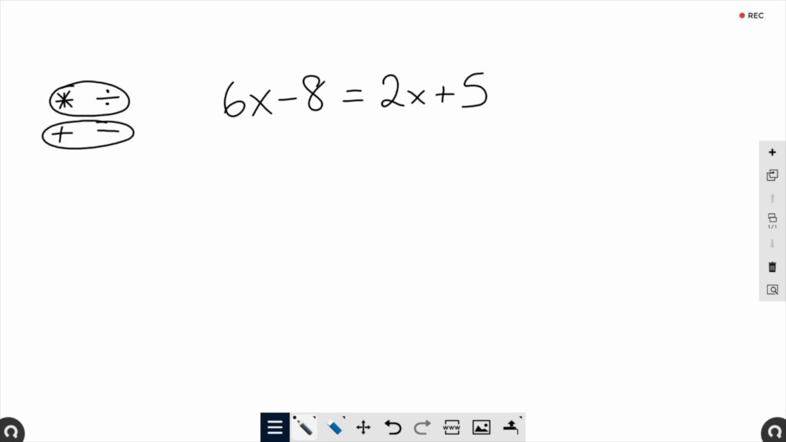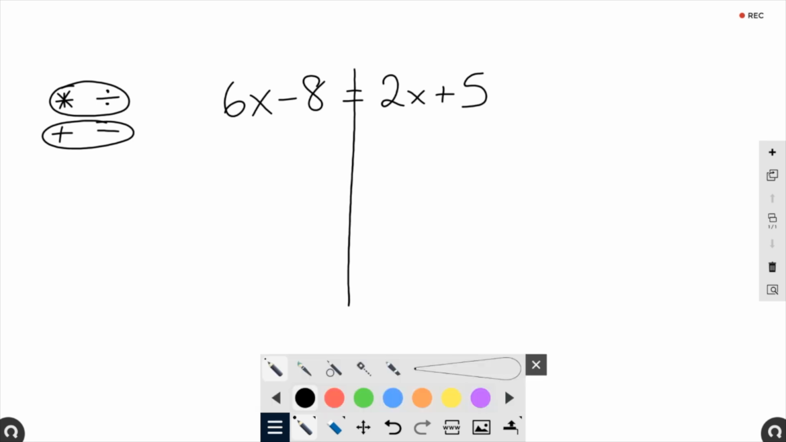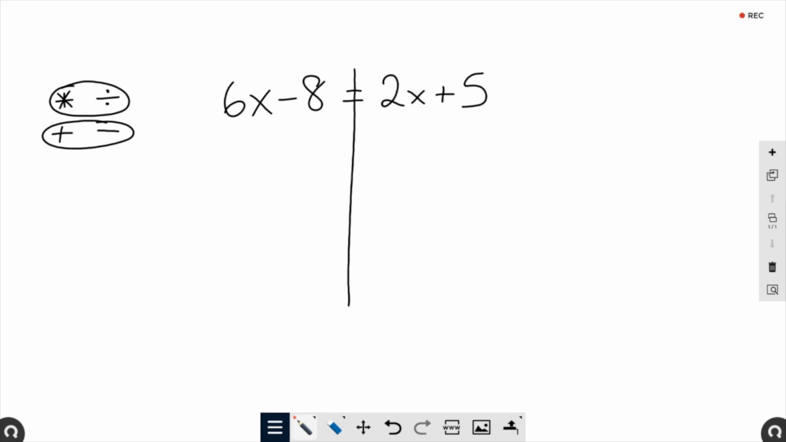So the first thing I want to do when I get ready to solve this equation is draw a line down the middle of my equal sign to separate the left side of my equation from the right side of my equation. Notice that I have 2 variables, one on each side of my equal sign. So my rule of thumb is I want to get rid of the variable that's the lowest value. So I'm going to get rid of this 2x because 2x is less than 6x.